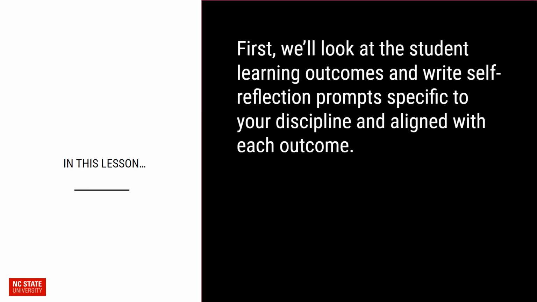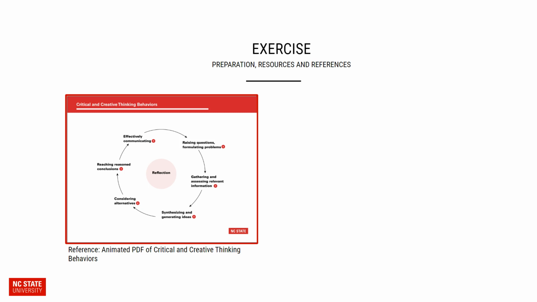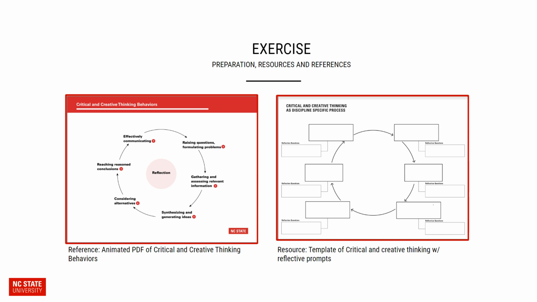First, we'll look at the student learning outcomes and write self-reflective prompts specific to your discipline and aligned with each outcome. There are two resources available to help you through the exercises outlined in this lecture. The first is an interactive PDF that's posted on our course space, and the second is a digital worksheet that you can copy and fill out outlining the critical and creative thinking process using language and ideas specific to your discipline.